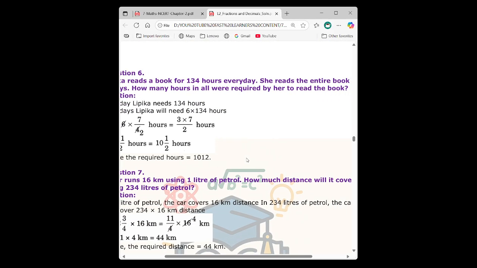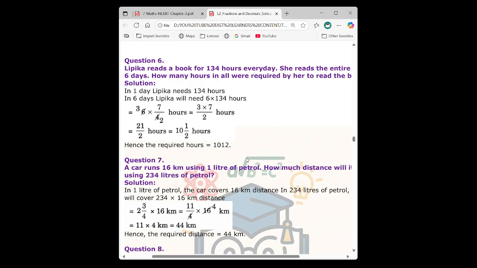Lipika reads a book every day for, sorry, it is not 1 3/4 hours written like that, it is, I think, 1 whole 3 upon 4 hours. So let's see. 1 whole 3 upon 4, 1 integer 3 upon 4. So 4 ones are 4 plus 3, 7. Yes, it is 1 integer 3 upon 4 hours.